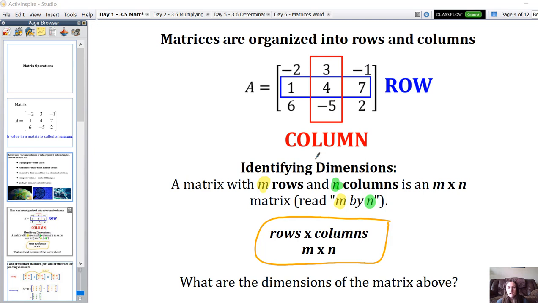When we're identifying the dimensions of a matrix, we use the number of rows and then the number of columns, and it's written with this X in between, meaning some number of rows by some number of columns. So this matrix up here has 3 rows and 3 columns, so we would call it a 3 by 3 matrix.